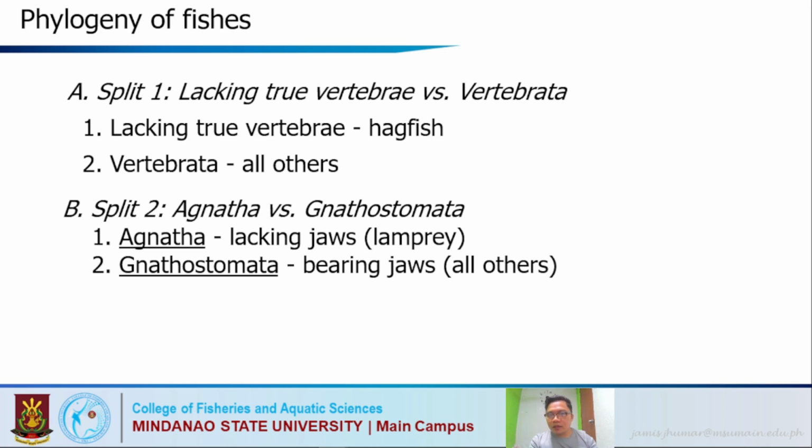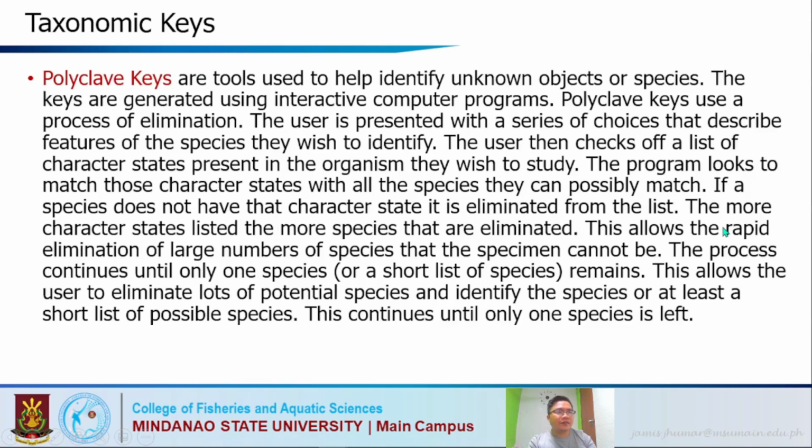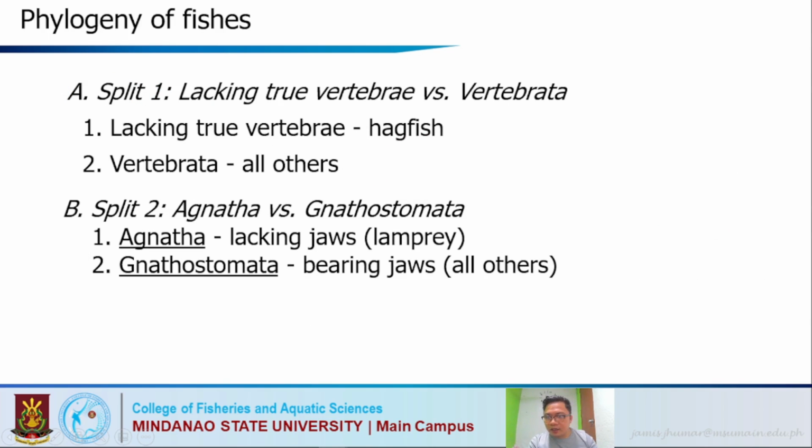However, kung meron naman siyang vertebra, it implies for another split na naman. Okay? So what we are doing here is basically the dichotomous key identification. Yun yung tinatawag natin na leads to a certain lead, no? Ito yung each half couplet is a lead, no? Parang meron na siyang specific identification kaagad. So ito yun siya. And then the second split is Agnatha versus Gnathostomata. Okay, so your basis in this would be if they have jaws or they lack jaws. So if they lack jaws, they are basically lamprey.